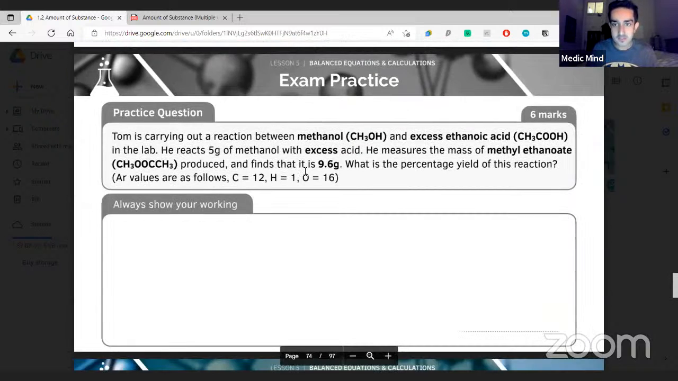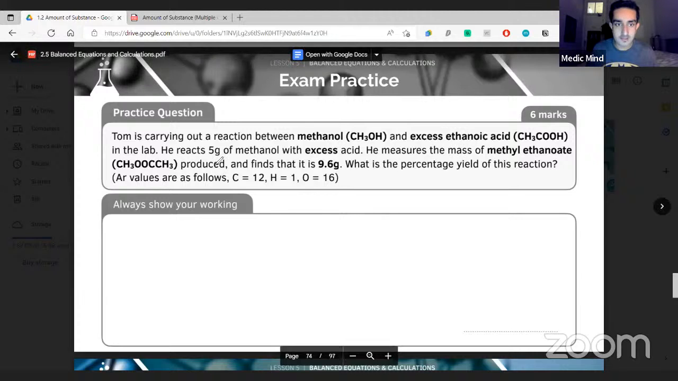So let's do this one. Methanol reacts with ethanoic acid. He reacts 5 grams of methanol with excess acid and measures the methyl ethanoate produced. Calculate the percentage yield of this equation.